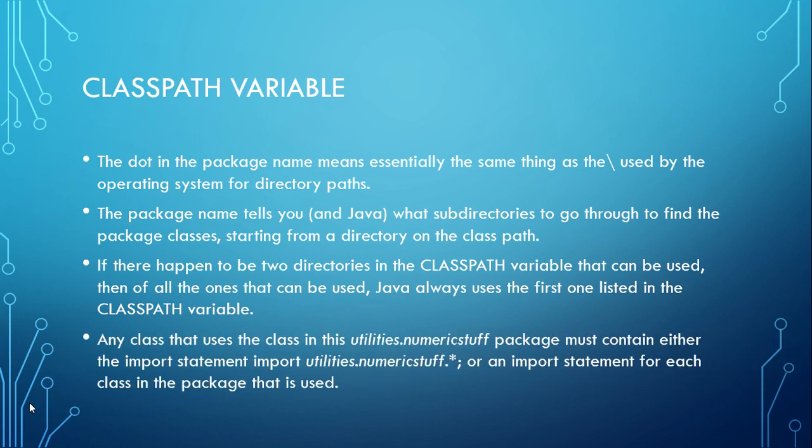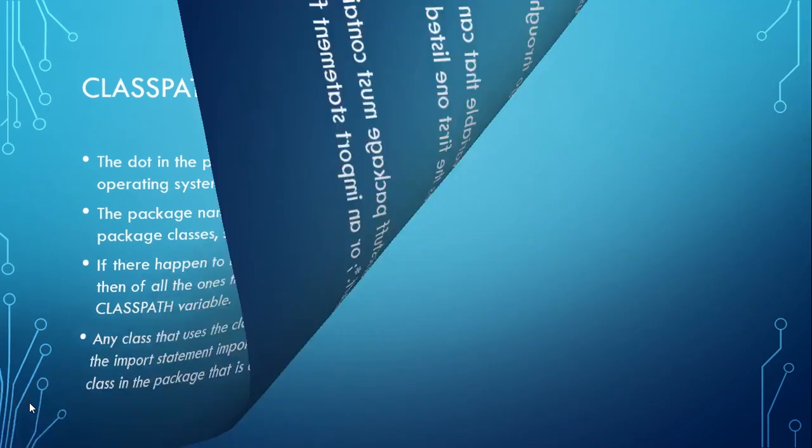Any class that uses the classes in the utilities.numericstuff package must either contain the import statement import utilities.numericstuff.*, or an import statement for each class in the package that is used. So once you put the package in, you have to then use that import statement. It's largely what this is stating here.